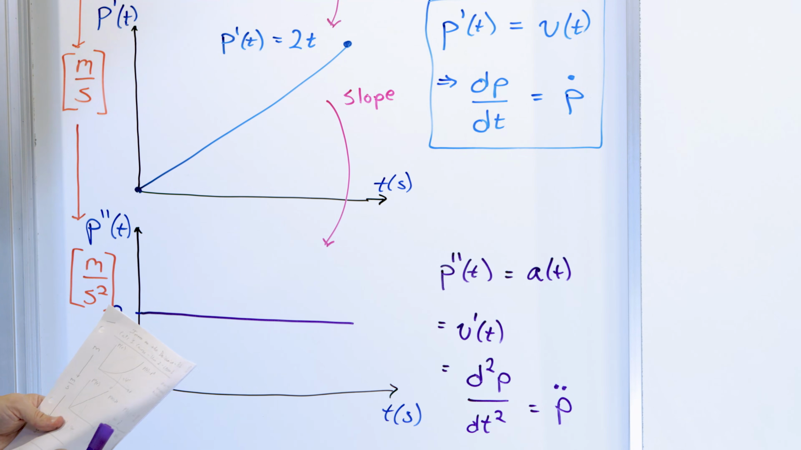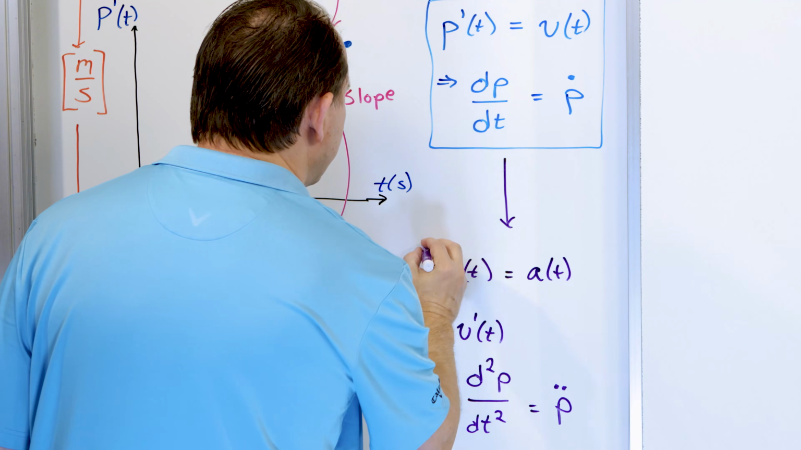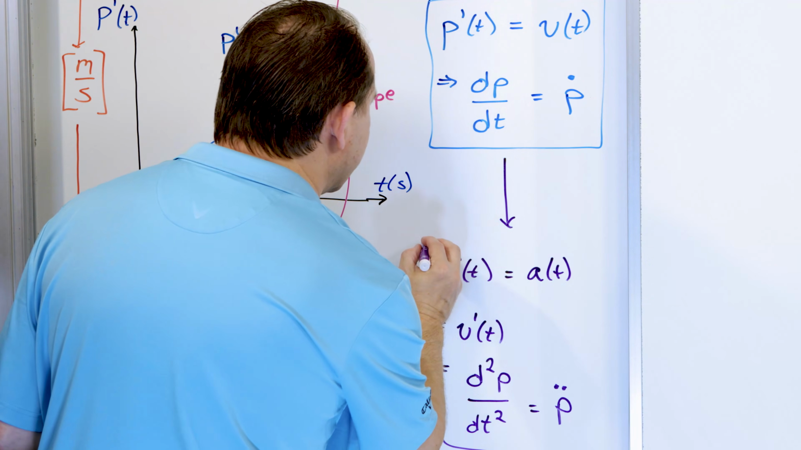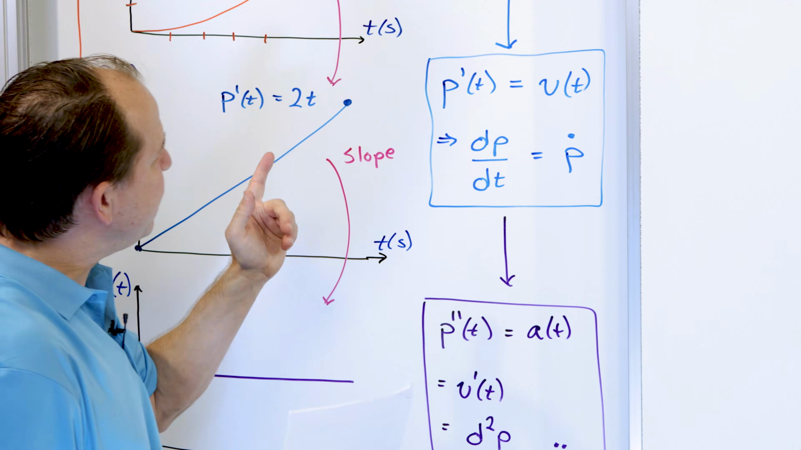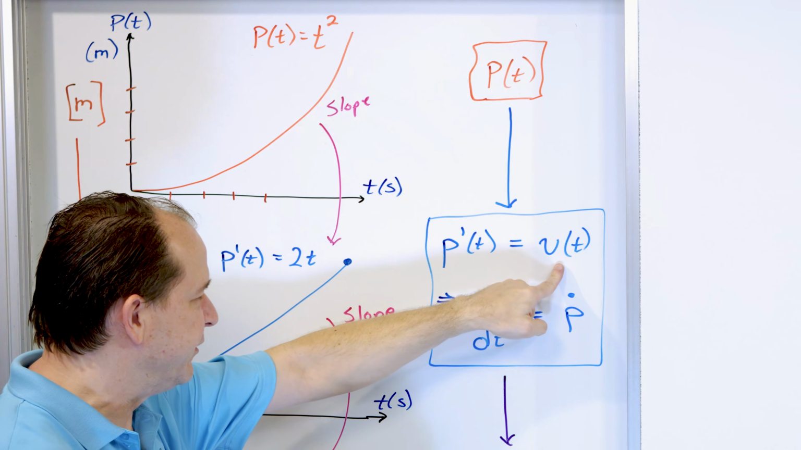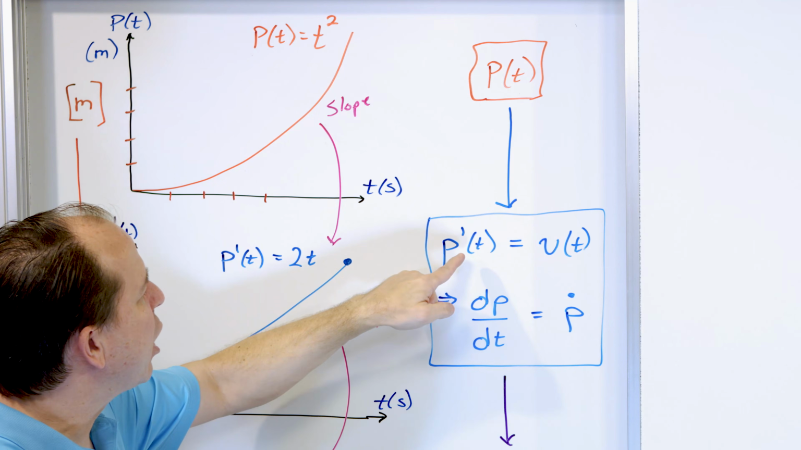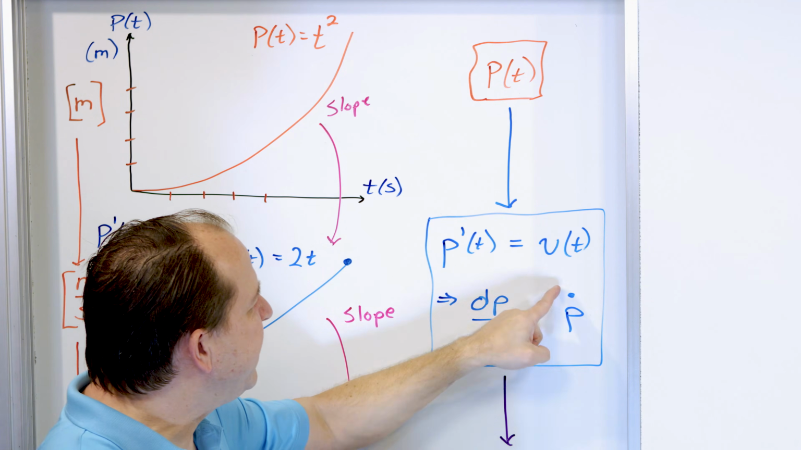All right, I don't want you to get too wrapped up in this stuff. We're going to do so many problems that it's going to be easy to understand. All I really want you to know is that if you start with the position function, you can take a single derivative and arrive at the velocity function. We can call it v of t, or p prime of t. We can call it dp dt. We can call it p with a dot on top.